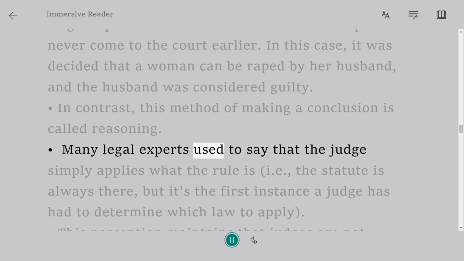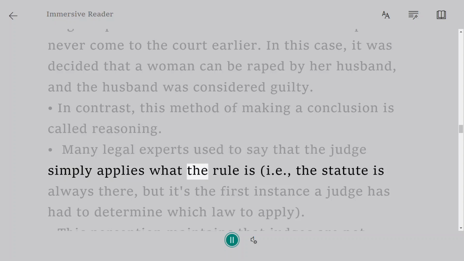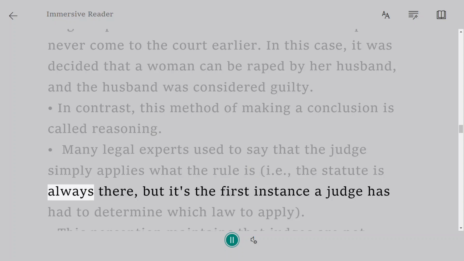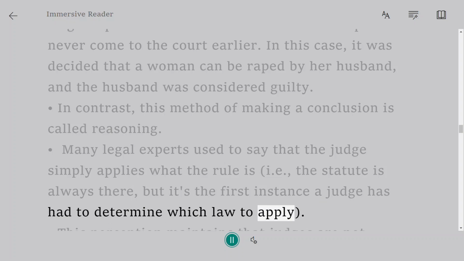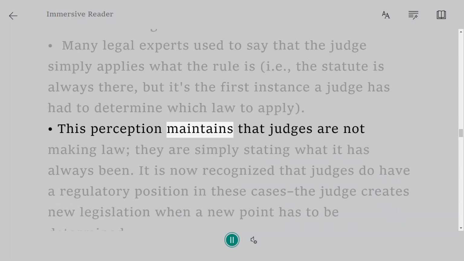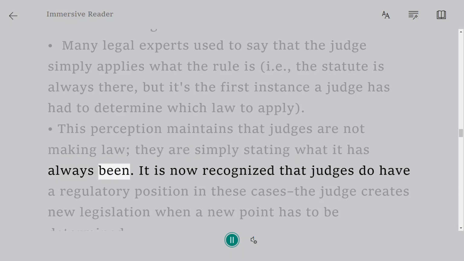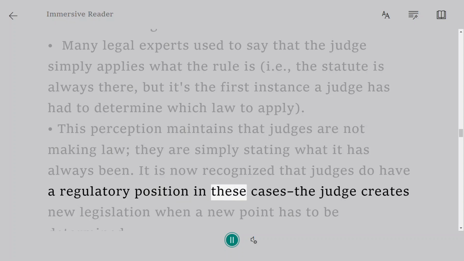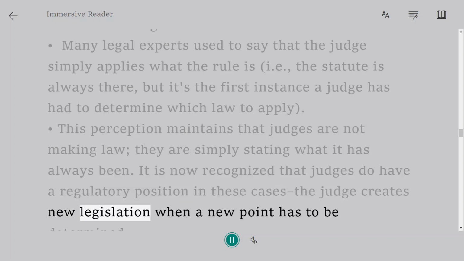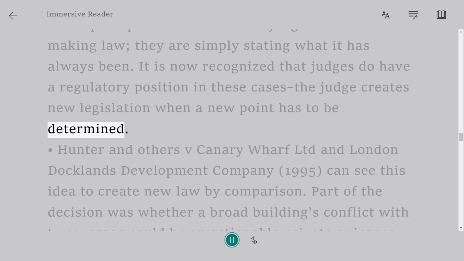Many legal experts used to say that the judge simply applies what the rule is, i.e., the law is always there, but it's the first time a judge has had to determine which law to apply. This perception maintains that judges are not making law, they are simply stating what it has always been. It is now recognized that judges do have a law-making role in these cases. The judge creates new law when a new point has to be determined.